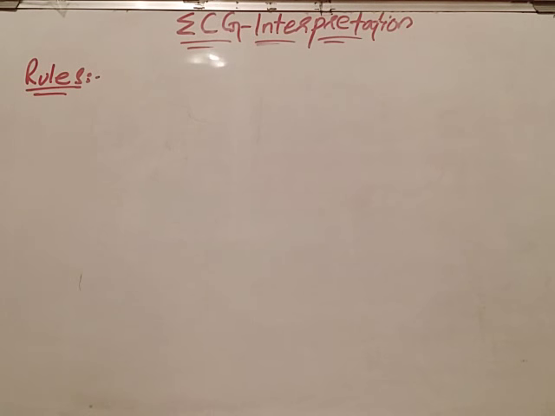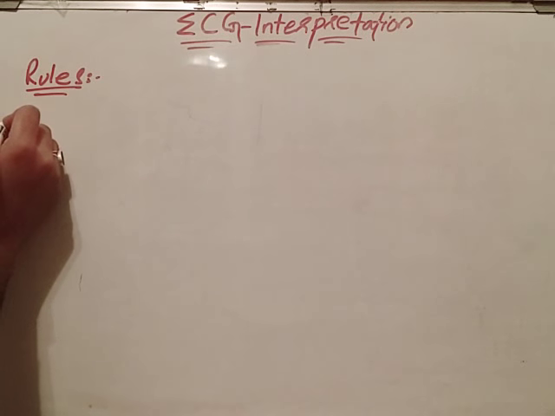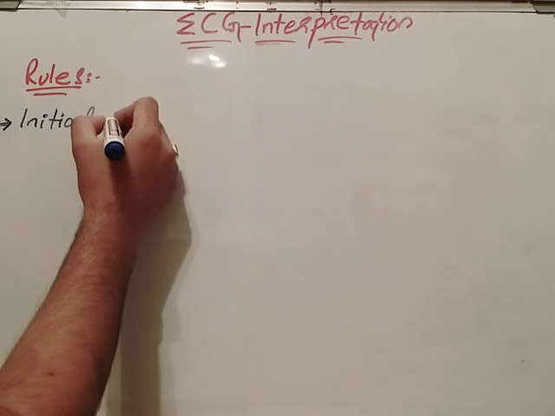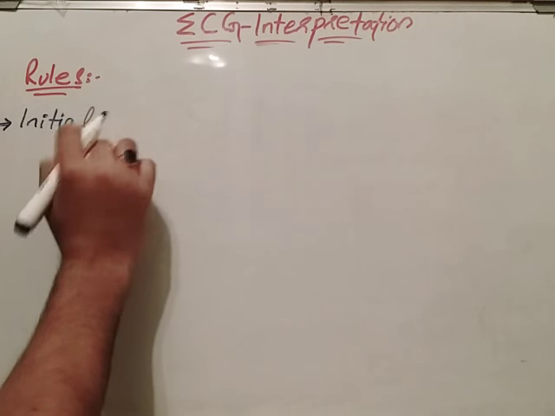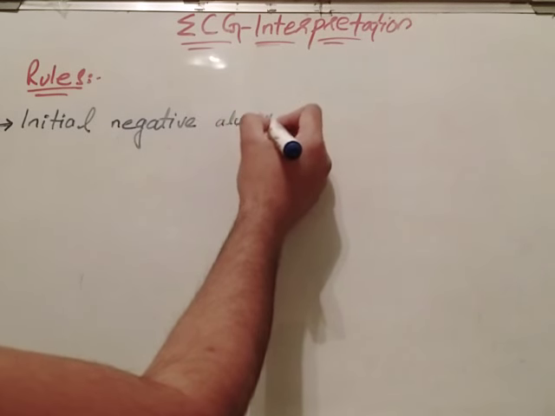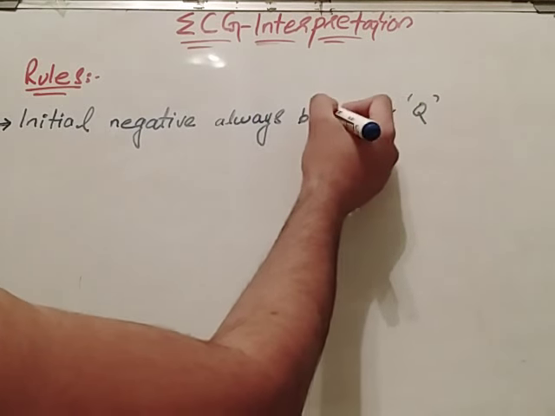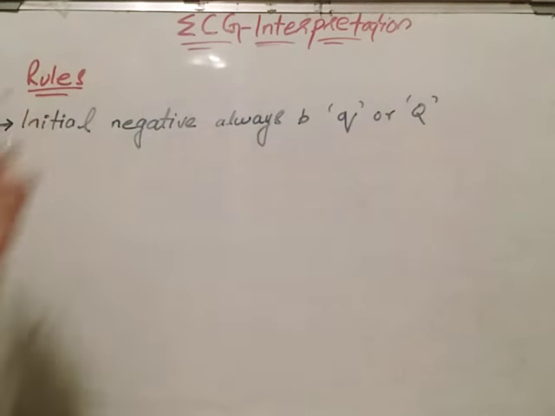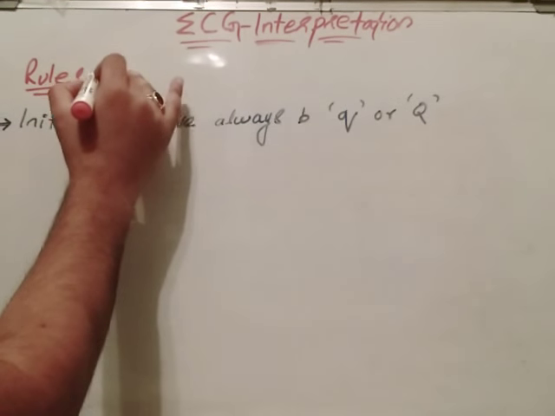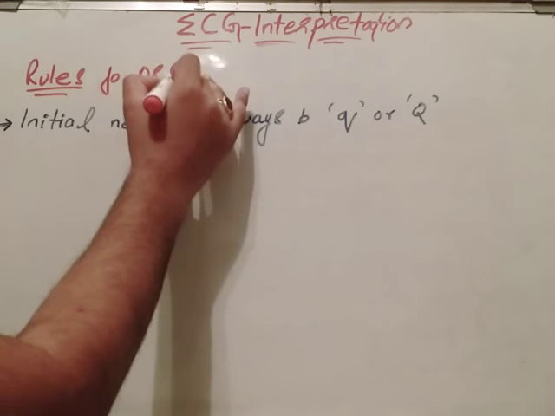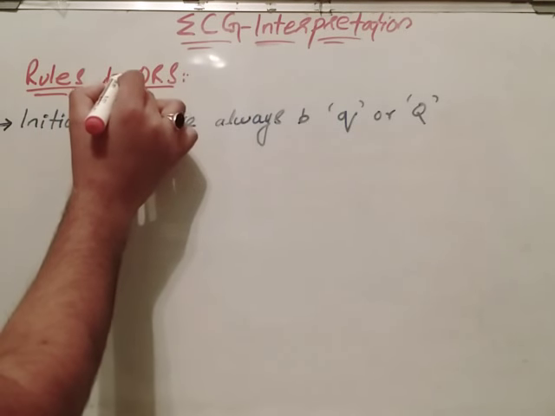Rule number 1 is that the initial negative wave will always be Q or capital Q. This we can say is a rule for the interpretation of the QRS complex. Rule for QRS.